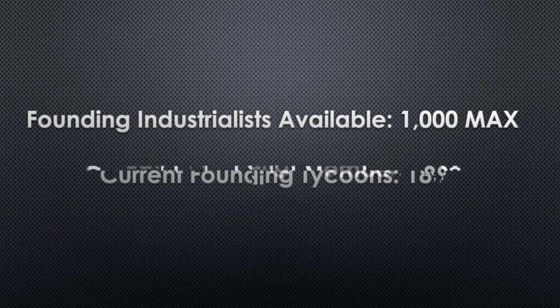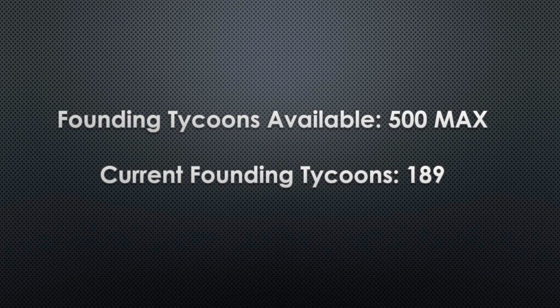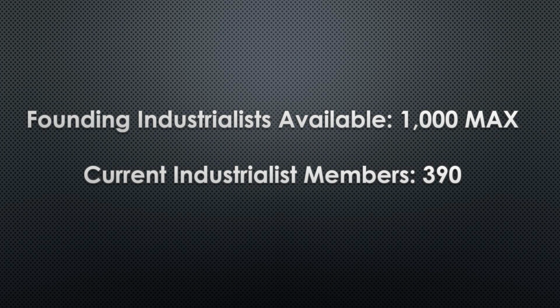But as it was, there were 189 tycoon members active in the system. Okay, so it's already almost taken up more than a third of that. I don't know how to do math, but that's about a third of them already gone. Okay, founding industrialist memberships available. We're capping that at 1,000 industrialist memberships. Well, guess what? Almost 40% of those are already gone.